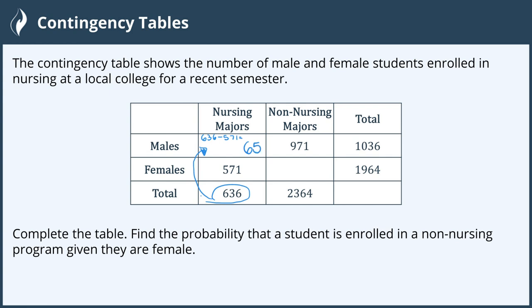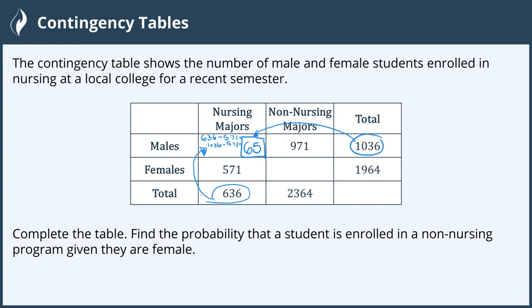I also have totals on the right. Here I have a total of 1,036 males, and we know the non-nursing majors is 971, so we could subtract these and also come up with this missing number. So we could have done 1,036, subtract 971, and it should give us the exact same number, and it does. It's 65. So you have two ways to find the number to fill in this part of the contingency table.